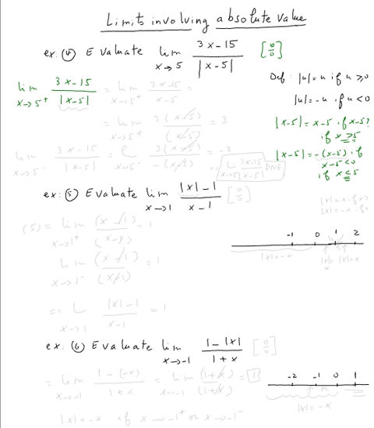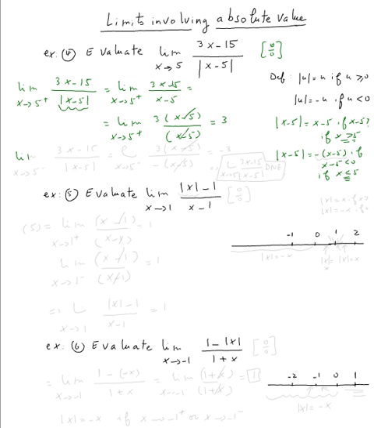So therefore here, if we do the right side of 5, then the limit of 3x minus 15, now the absolute value of x minus 5 becomes x minus 5. As x approaches 5 from the right side, it's still 0 over 0. So what we do here, we can just factor. If you factor 3, you get 3(x minus 5) over x minus 5 as x approaches 5 from the right side. Simplify this, and then you'll get 3.